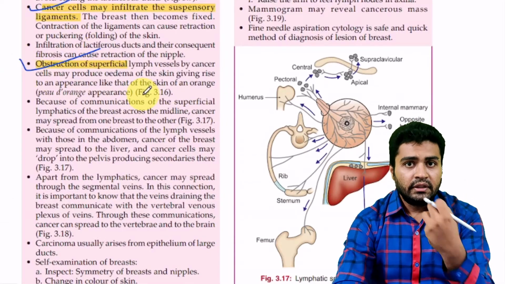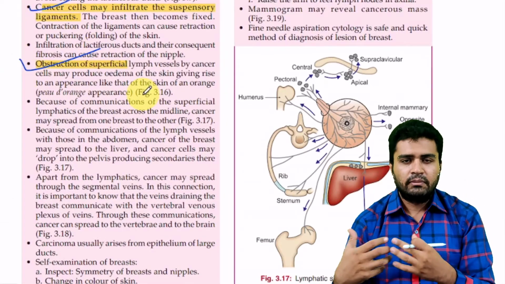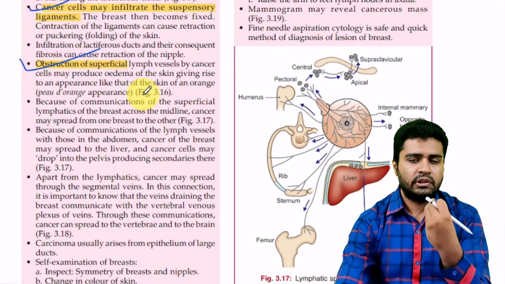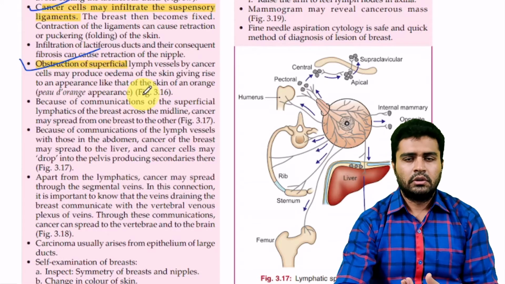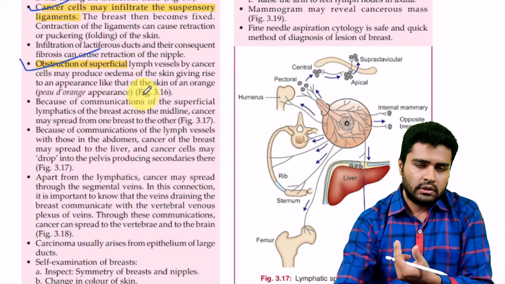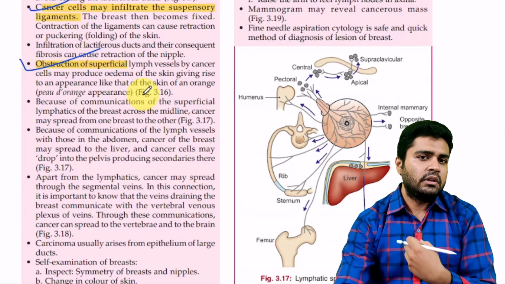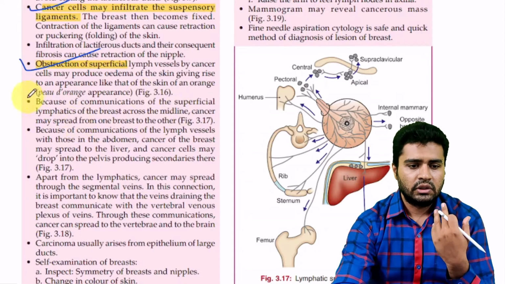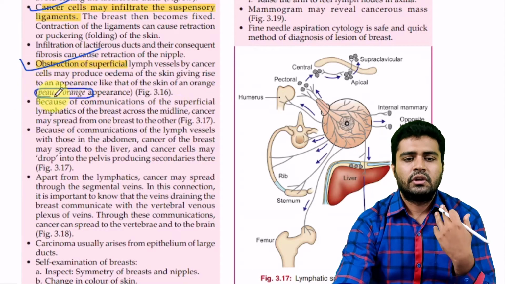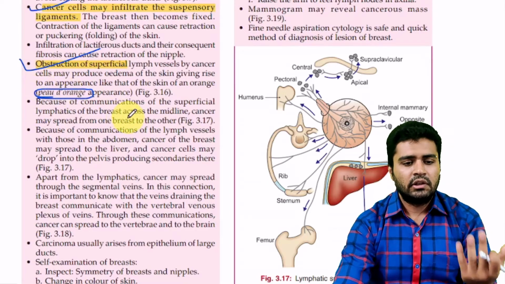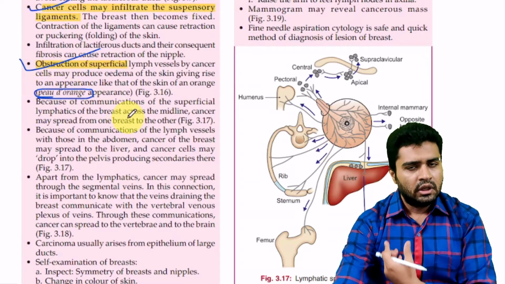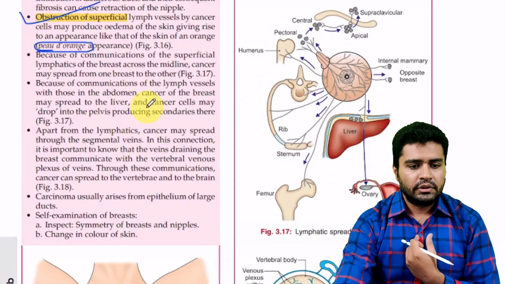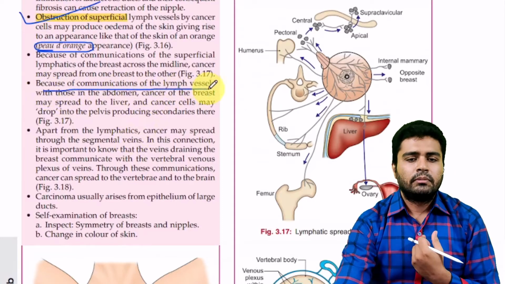Then the skin is drained by the superficial lymphatic vessels. When the cancer cells go inside the superficial lymphatics, their pathways are blocked, so lymph cannot drain and it accumulates there. The lymph vessels are dilated, and they produce an appearance known as the peau d'orange appearance. In some languages it is pronounced differently, but it is an orange-like appearance of the skin.